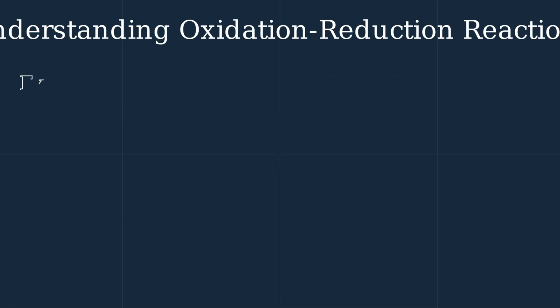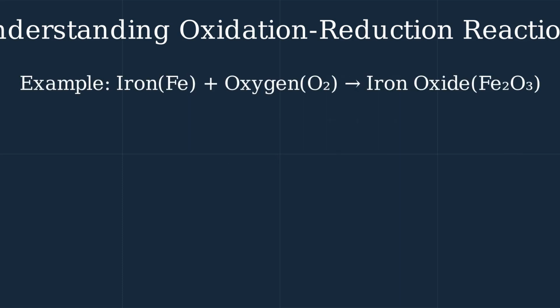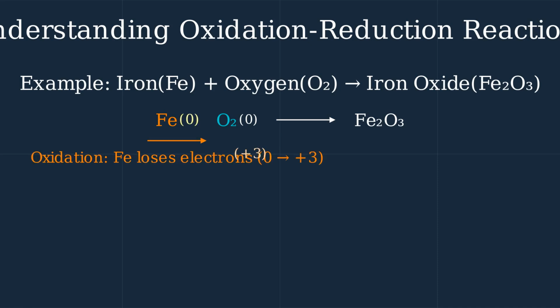Let's look at a specific example, when iron reacts with oxygen to form iron oxide. In this reaction, iron is oxidized from an oxidation state of 0 to +3. Meanwhile, oxygen is reduced from an oxidation state of 0 to -2.